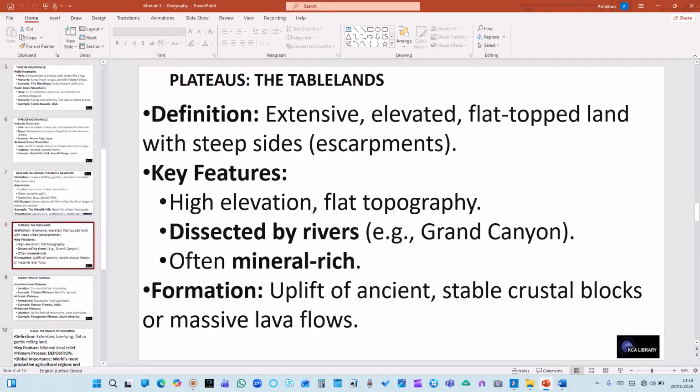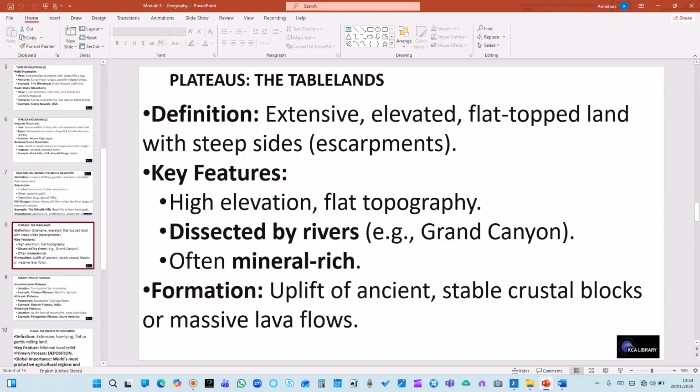Now let us look at another physical feature of the earth, which is plateaus, that is the tablelands. The plateau is an extensive, elevated, flat top land with steep sides, that is escarpment. The key features of plateaus are high elevation and flat topography. It is dissected by rivers, for example the Grand Canyon. It is often mineral rich, so plateaus are mineral rich in nature. The formation could be in the form of uplift of ancient, stable crust blocks or massive lava flows.